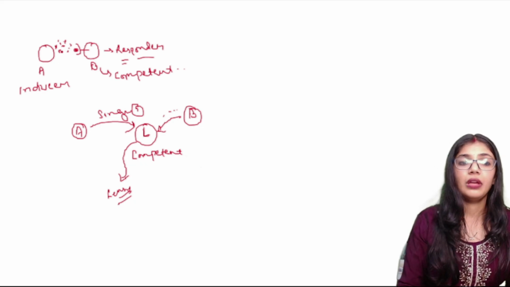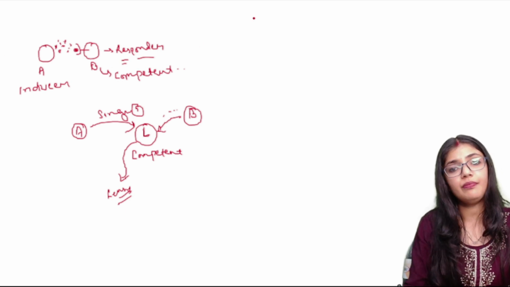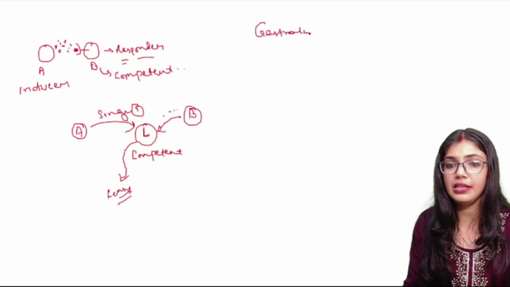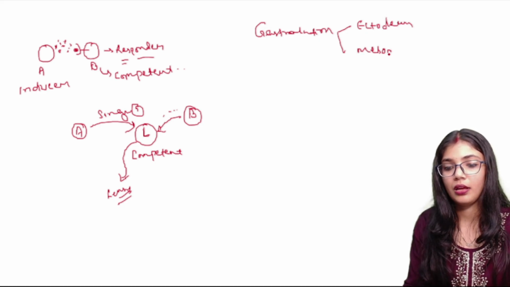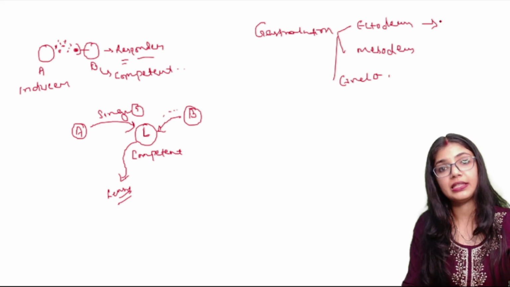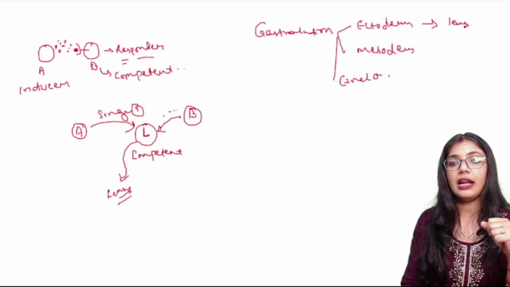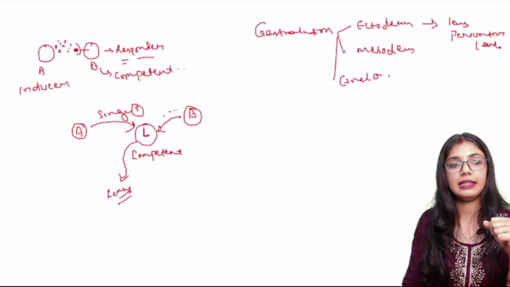We have already discussed the 3 germ layers after the gastrulation phase: ectoderm, mesoderm, and endoderm. This ectoderm has a particular place that will make the lens, known as the presumptive lens cell.